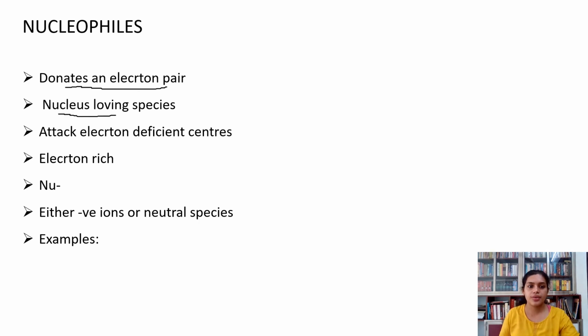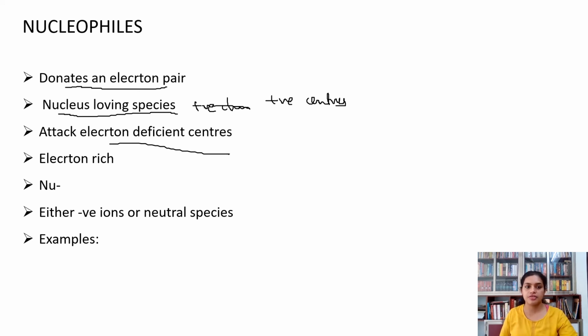They are nucleus loving species. Nucleus loving species means they love positive charge. They love positive centers. Okay, they have an affinity towards positive centers. They attack electron deficient centers, which is what positive centers are. They themselves are electron rich. That is why they are able to donate, right? They themselves are electron rich.